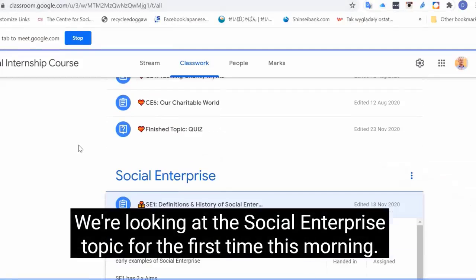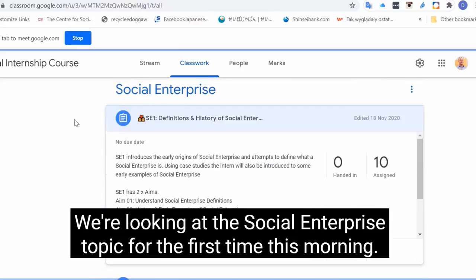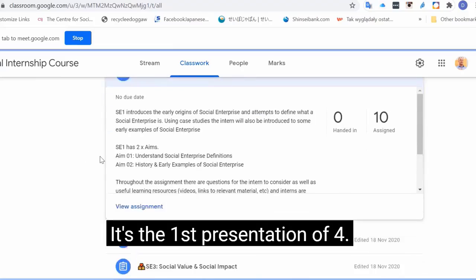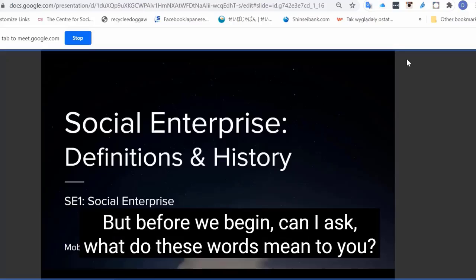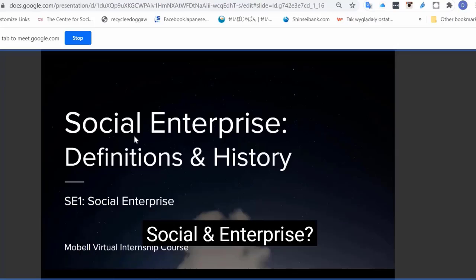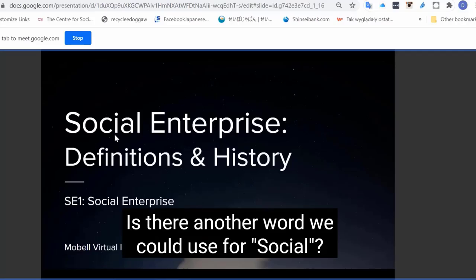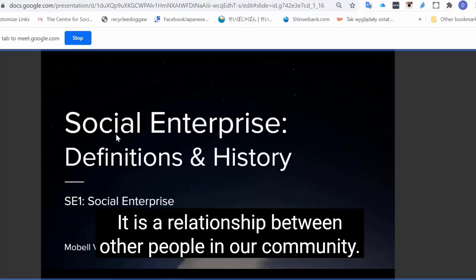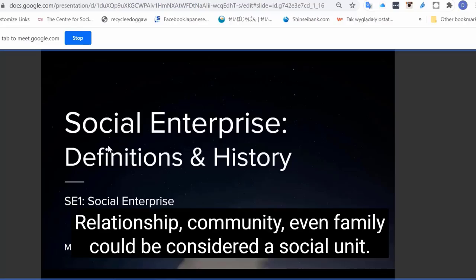We're looking at the social enterprise topic for the first time this morning. It's the first presentation of 4. But before we begin, can I ask, what do these words mean to you? Social and enterprise. Is there another word we could use for social? Relationship. It is a relationship between other people in our community. Relationship, community, even family could be considered a social unit.